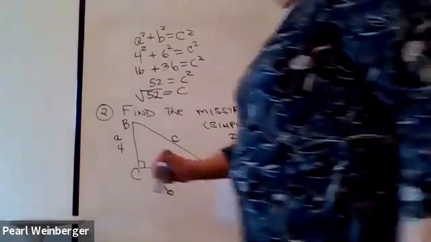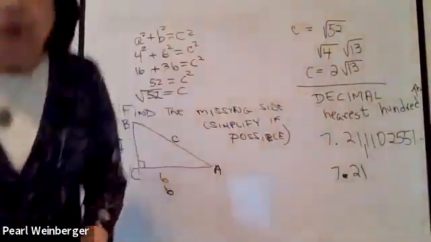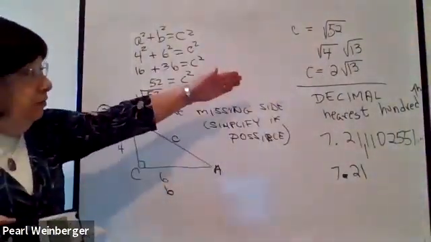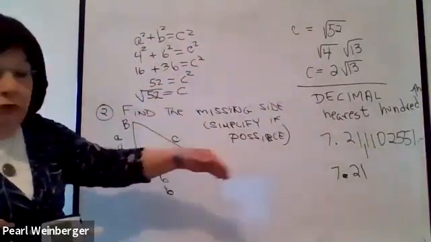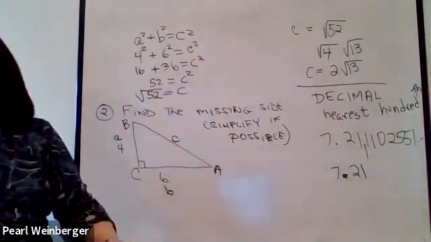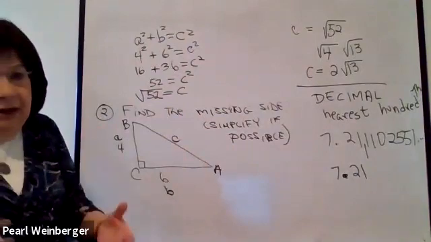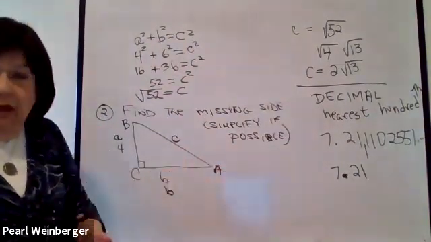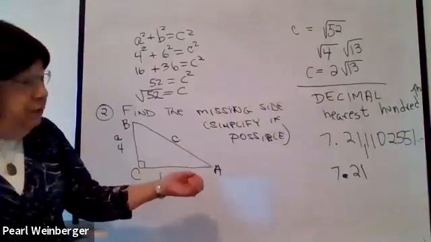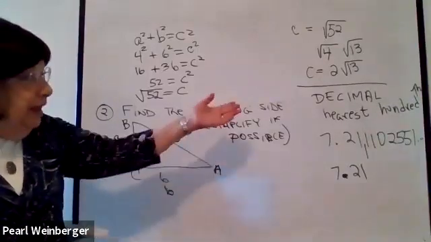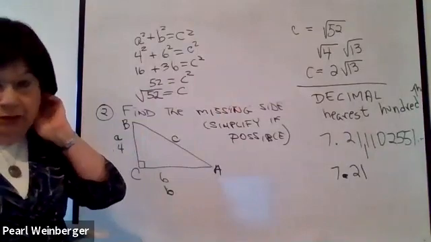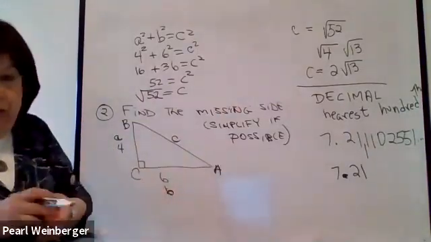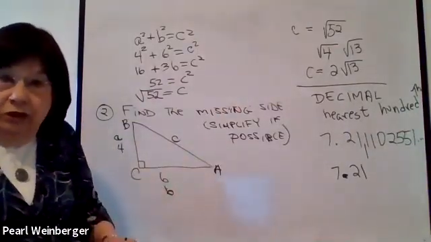So sometimes they ask you not in radical form, but in decimal form. If somebody was using this in a practical situation, then they'd really want the answer as a decimal, because if you really wanted to measure it, you couldn't. How do you measure 2 radical 13? You can measure 7.21. Is there any question about this?